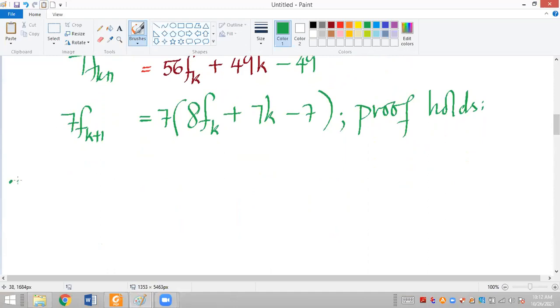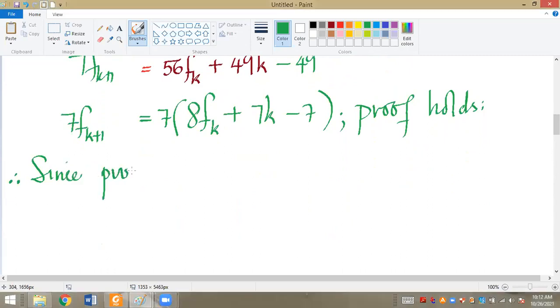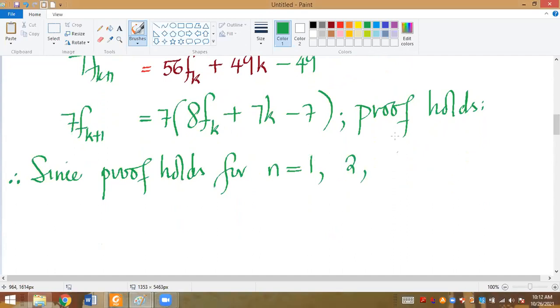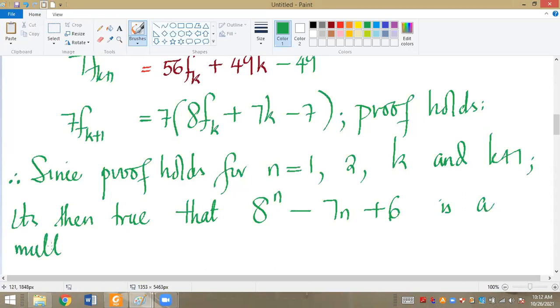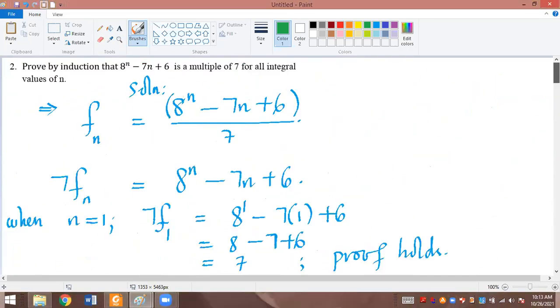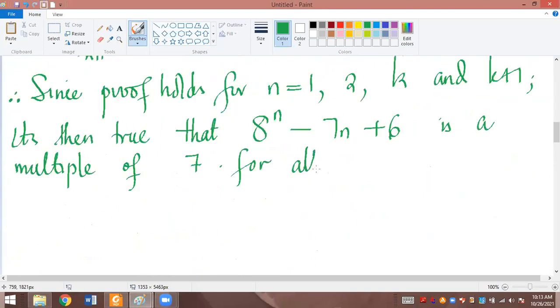And we can just conclude down here that since the proof holds for n equal to 1, 2, k and k plus 1, it's then true that 8 power n minus 7n plus 6 is a multiple of 7, as stated, for all integral values of n.